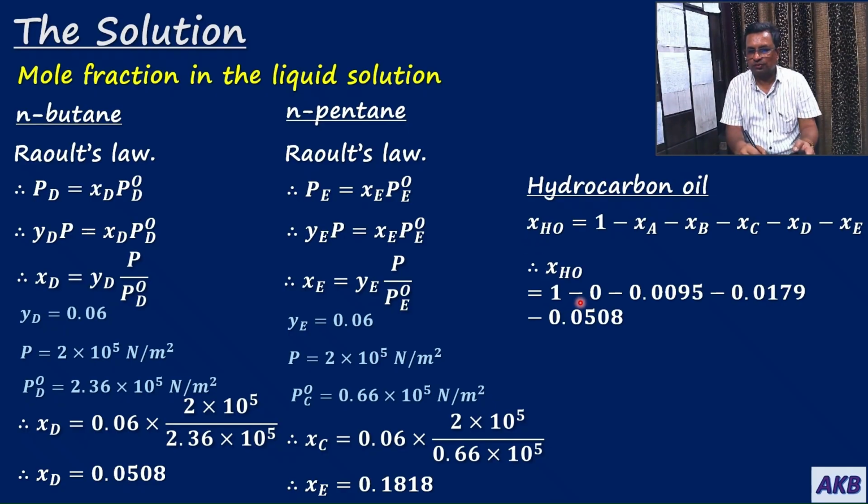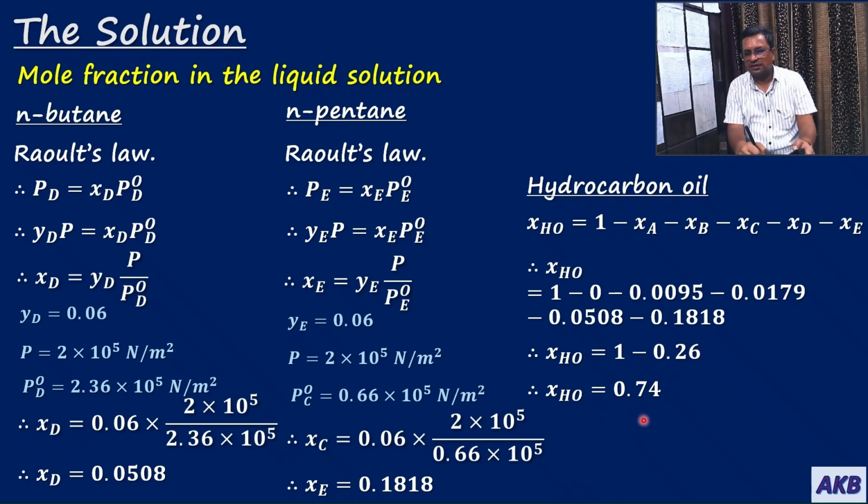So therefore XHO will be equal to 1 minus XA, which is 0, XB is 0.0095, XC is 0.0179, XD is 0.0508, and XE is 0.1818. So that gives us XHO as 1 minus 0.26, that is, XHO comes out to be 0.74. Therefore, the mole fraction of the hydrocarbon oil in the liquid solution at equilibrium is 0.74. So finally, we will represent the composition in a table.